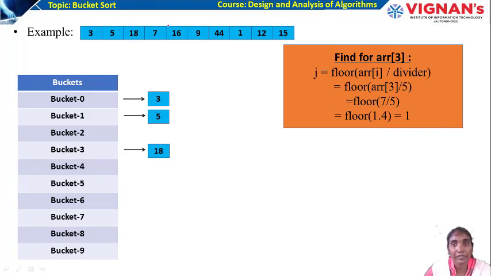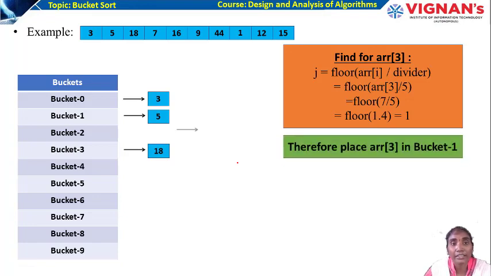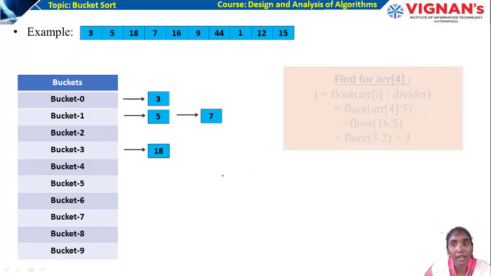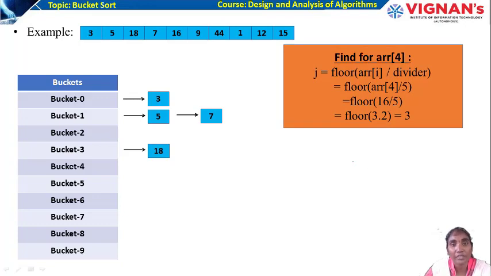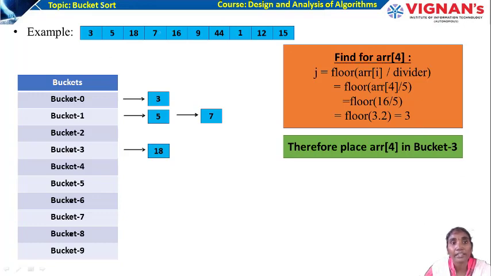Now, the next element is 7. Floor of 7 by 5 is 1.4, which is equal to 1. Already bucket 1 contains 5, so we have to keep the next element by using a linked list as the data structure. We link this 5 with 7. Therefore, place array of 3 in bucket 1, because here j is equal to 1. By means of a linked list, we are linking 5 and 7 in bucket 1. Next value is 16. So, j is equal to floor of 16 by 5, which is equal to 3. Now we have to place array of 4 in bucket 3. Array of 4 value is 7.